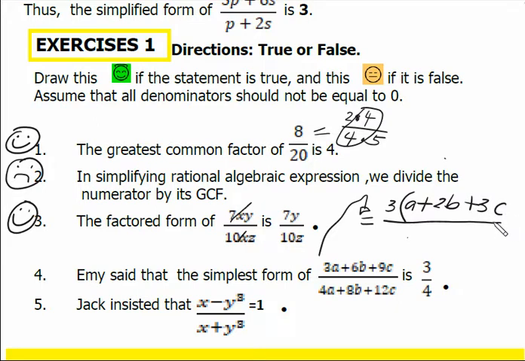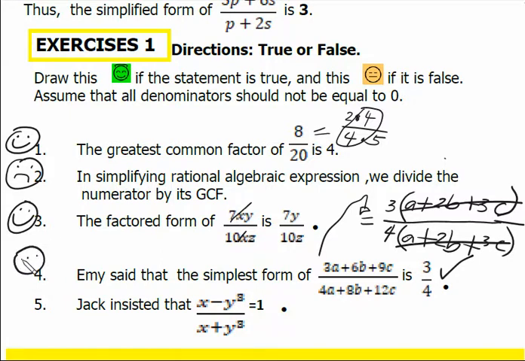3c. Let me extend. Okay, then let's take out 4, and what is left is a, plus 8 divided by 4, that's 2b, plus 12c divided by 4, which is 3c. And you notice that a plus 2b plus 3c is the same in the numerator and denominator. So 3/4 is correct. So this is a true statement.